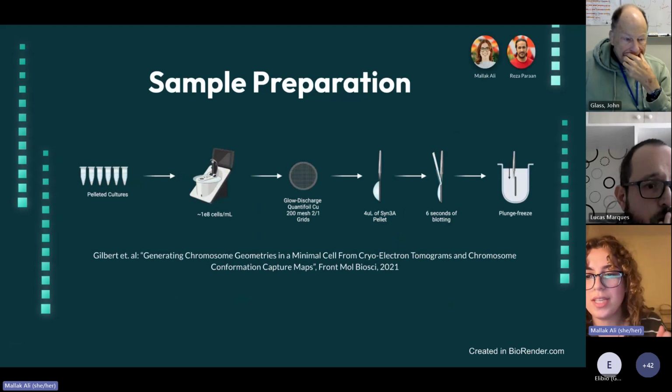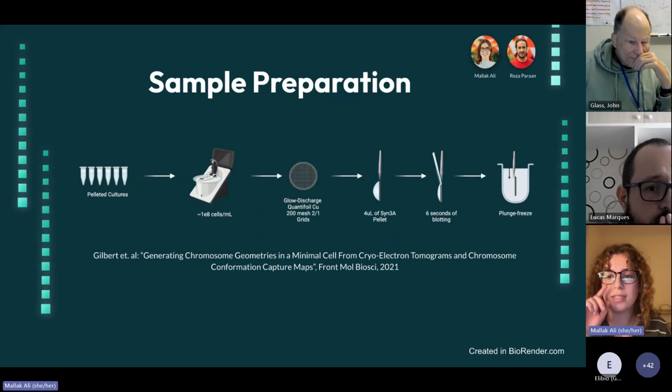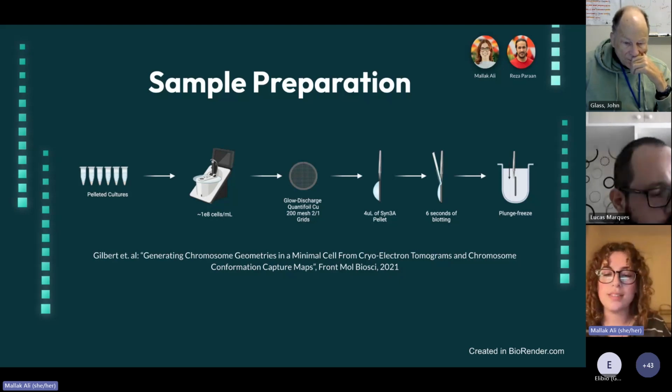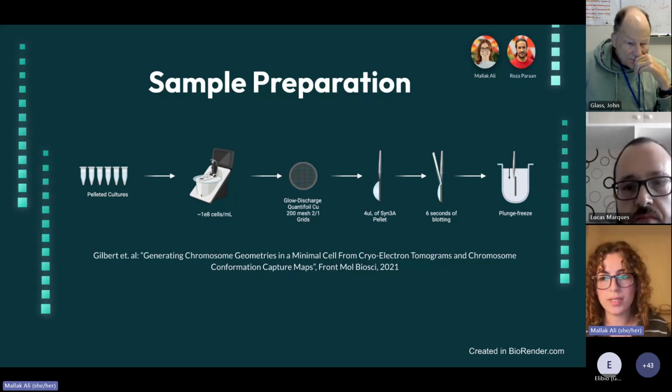So moving forward to sample preparation. Based off of previous literature, we cultured the cells in sp4-KO media until they reached a log phase, which we measured on the NanoDrop using the optical density. And then we glow discharged Quantifoil copper 200 mesh 2-1 grids, applied 4 microliters of the Syn3A pellet, 6 seconds of blotting, and then plunge froze directly into liquid ethane, and then migrated it over into liquid nitrogen for storage purposes.